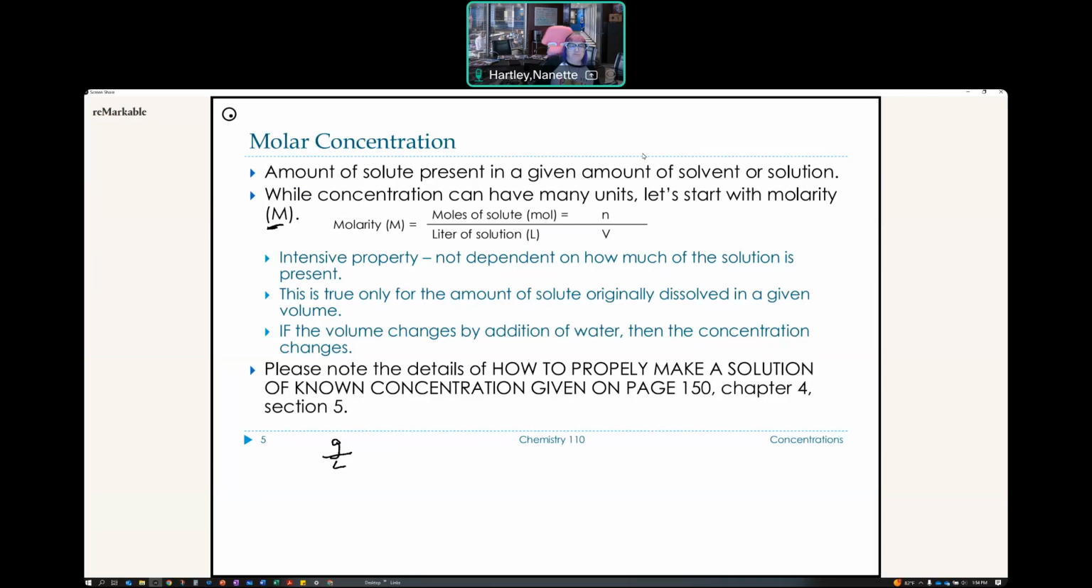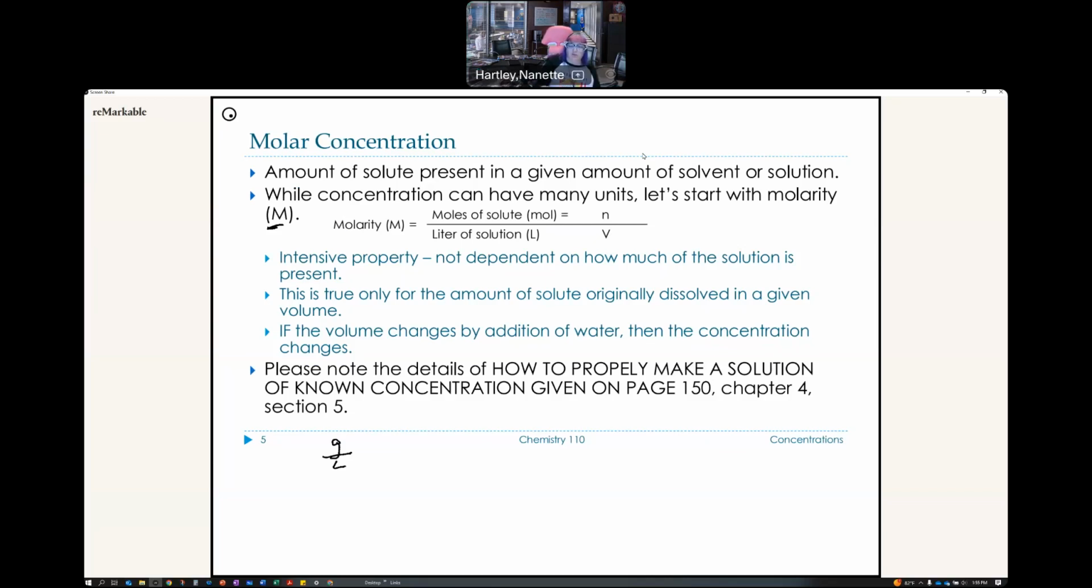Okay. Our concentrations are an intensive property. It's not dependent on how much of the solution is present, because no matter what type of sample I take, no matter how much of it I take, that concentration stays the same. Now that's true for the amount of solute originally dissolved in a given volume. If I change that volume, if it either goes up or it goes down, either add more water to it or that water evaporates, then that has changed that concentration.